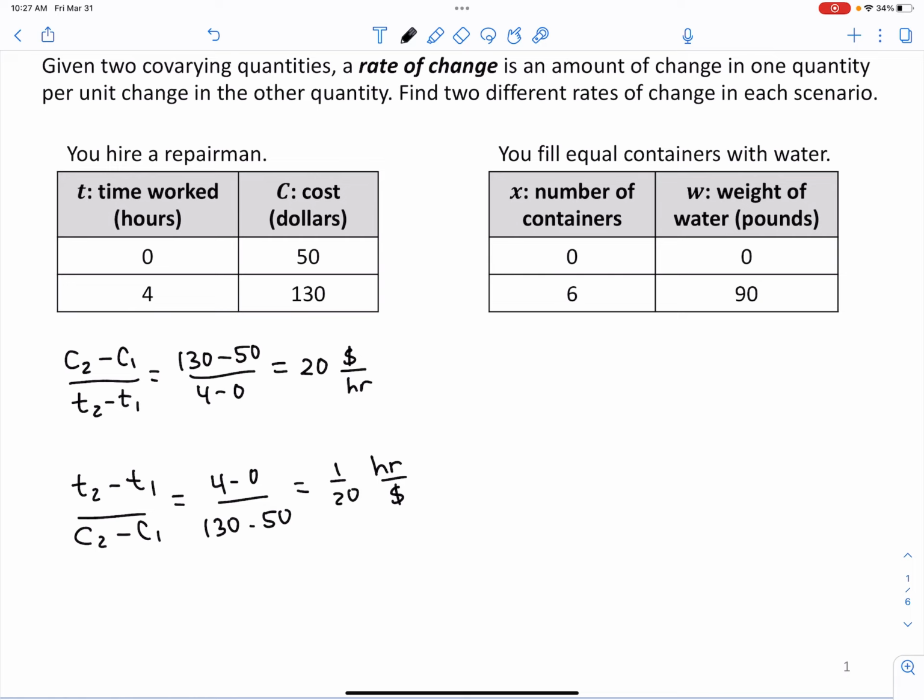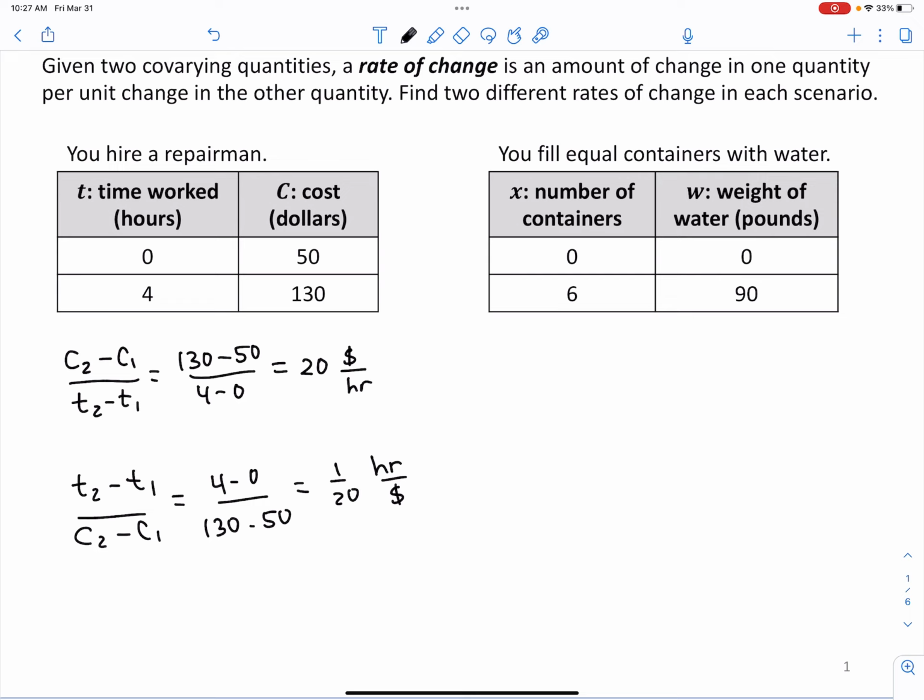In the other scenario, you fill equal containers with water. X is the number of containers and W is the weight of water, and these covary together. If you change X to different numbers, you expect W to change as well. Now, when X is 0, meaning you fill 0 containers of water, then you expect the weight to be 0. But when X is 6, if you fill 6 containers, then the weight becomes 90.